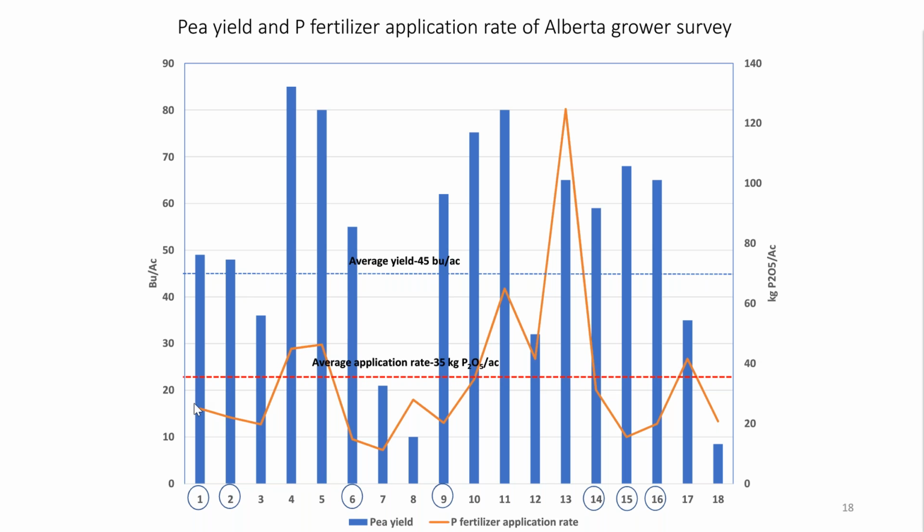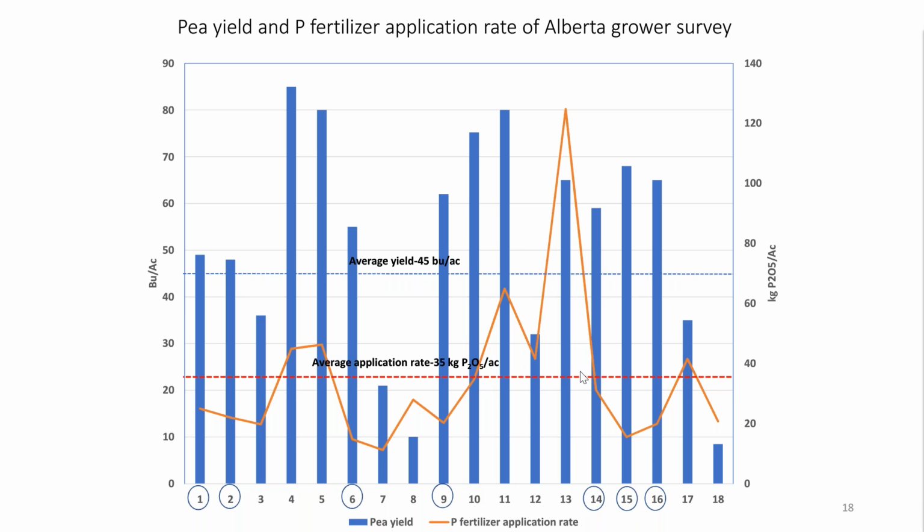Now this orange graph here represents just that, where we did have the highest rate of applied P2O5 running up here almost at 120 or just over 120 kilograms per acre, and the lowest being down here at around 15 or 18 or somewhere in there for P2O5. The average application rate again was 35 kilograms of P2O5 per acre, which would put us right here on the red line, and our average yield at 45 bushels per acre.